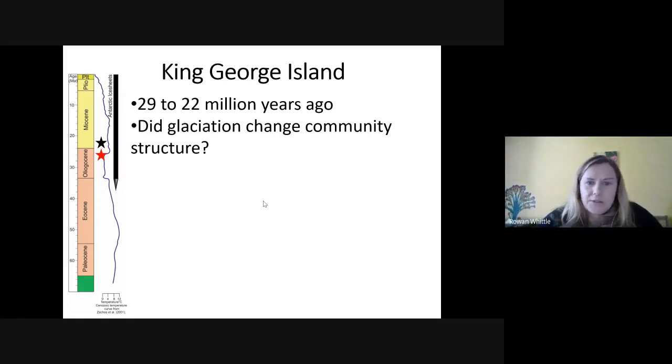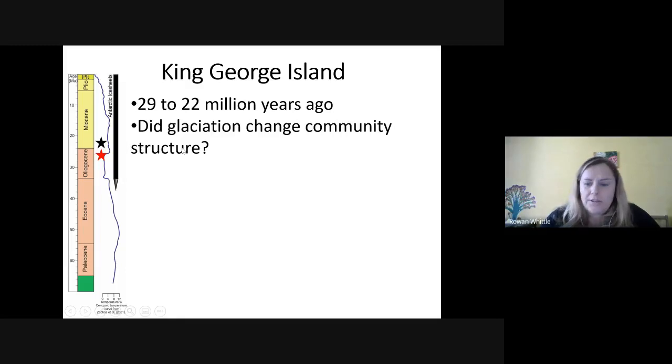So the last section of the talk is about some work that I've just started doing recently on King George Island. So the localities we're looking at here date from 29 to 22 million years ago. And we're asking the question, did the glaciation change the community structure?